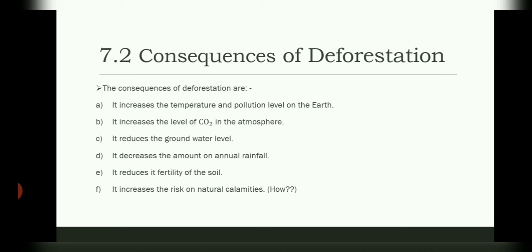7.2 Consequences of Deforestation. The consequences of deforestation are: it increases the temperature and pollution level on the earth. It increases the level of CO2 in the atmosphere. It reduces the groundwater level. It decreases the amount of annual rainfall. It reduces the fertility of soil. It increases the risk of natural calamities. But how?